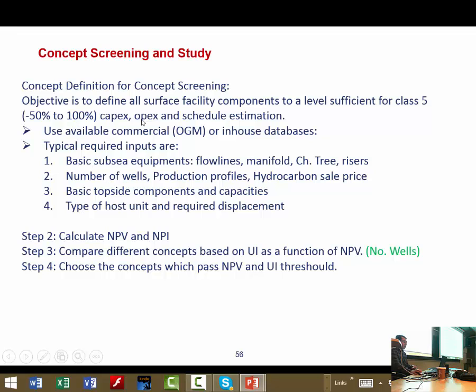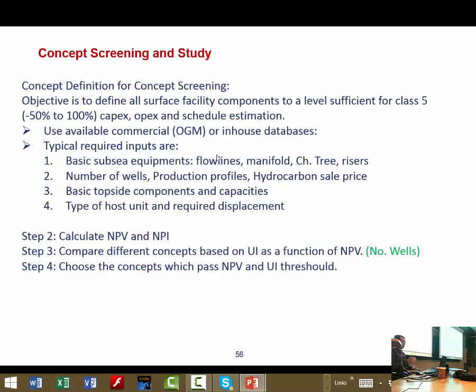For this kind of estimation, major oil operators, because they have a long experience and a lot of databases, usually use their available in-house databases. But small oil operators that don't have available databases usually use commercial tools like Oil and Gas Manager, which have been developed recently. There are not so many commercial tools like that available in the market.